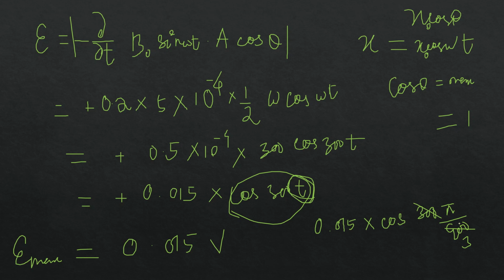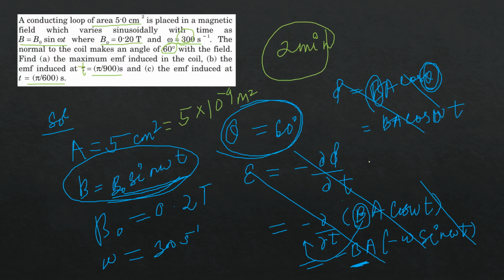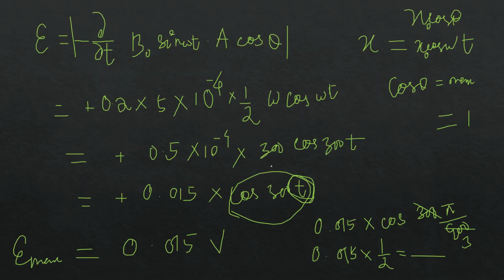So cos pi by 3. Cos pi by 3 is how much? Again, cos 60 is 1 by 2. So 0.015 into 1 by 2. Calculate and get the answer. Also calculate the EMF induced at pi by 600. Again, in place of t, you have to put pi by 600. That's it. I won't do the third bit.